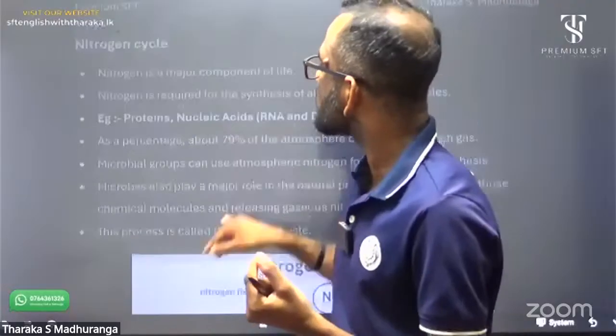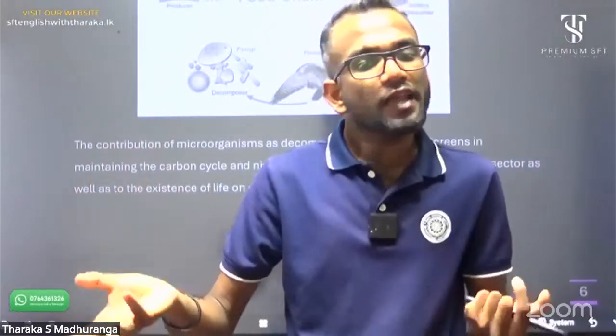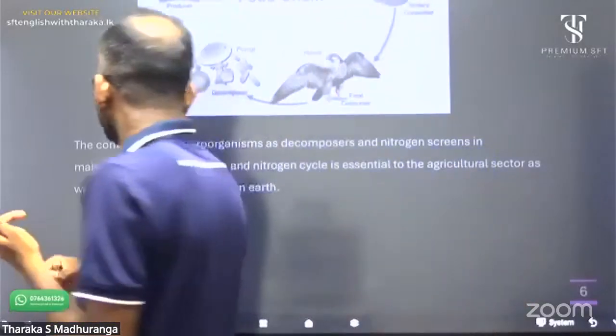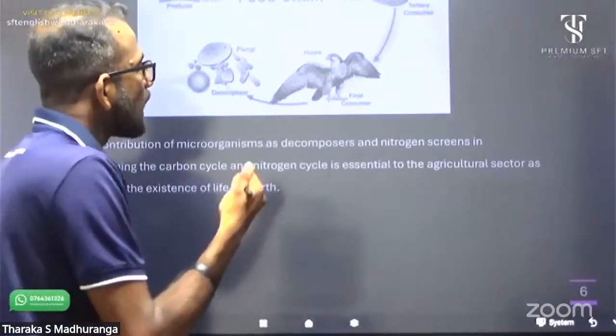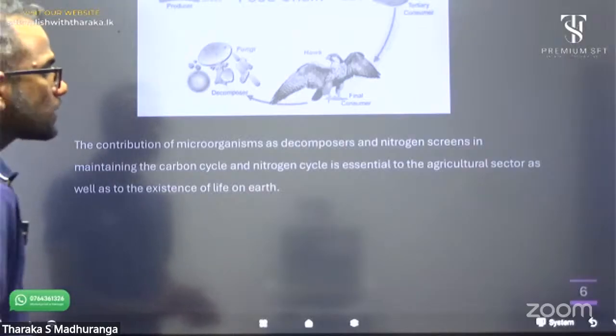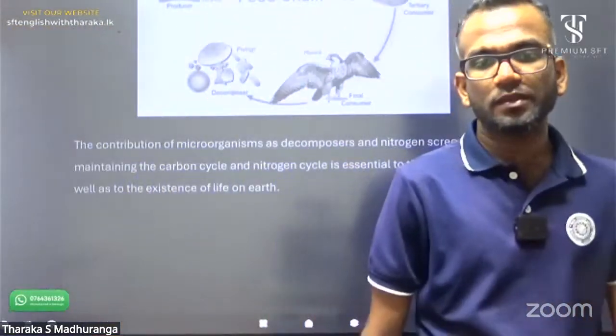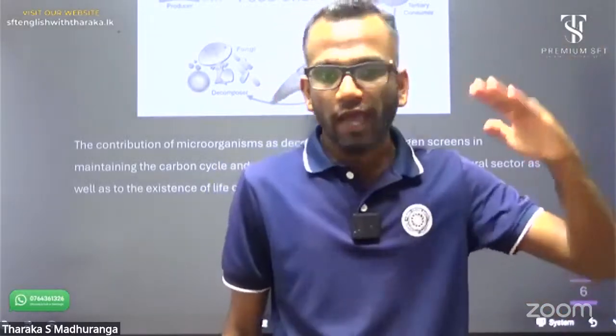Yeah, 78% of the nitrogen in our atmosphere, but in our soil, plants cannot absorb nitrogen gas; it needs to be converted into nitrate. To keep this balance between nitrate and nitrogen, it is mainly microorganisms that contribute. The contribution of microorganisms in decomposition and nitrogen fixation, maintaining the carbon cycle and nitrogen cycle, is essential to the agriculture sector to keep soil fertility. To maintain the cycles in balance, microorganism activity is very important.